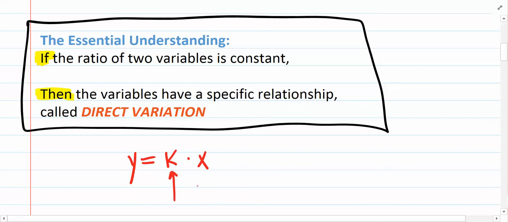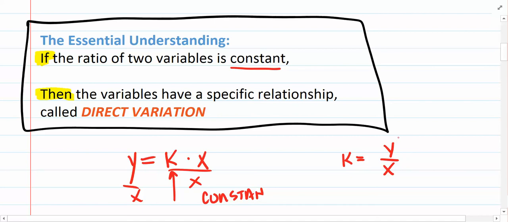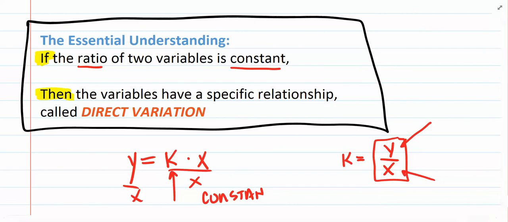If I call k my constant of variation, my constant, because after all, it has to be constant. If I solve for k, I would get that k is equal to y divided by x. If I just divide both sides of this equation by x, that's how I got that. So notice that here is the ratio, right? The ratio between two variables, between my variable y and my variable x. You'll also notice that this looks really similar to slope because we have y divided by x. It is very similar to slope, but we're calling it constant of variation in this particular lesson.